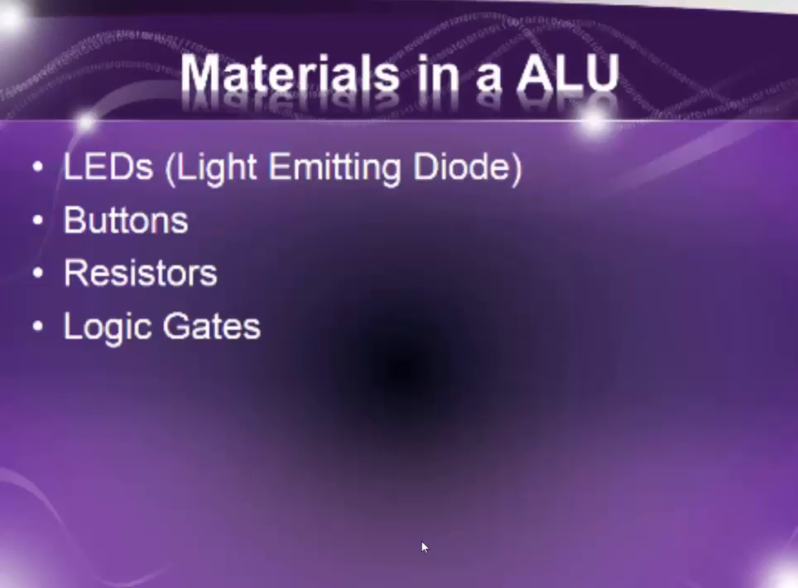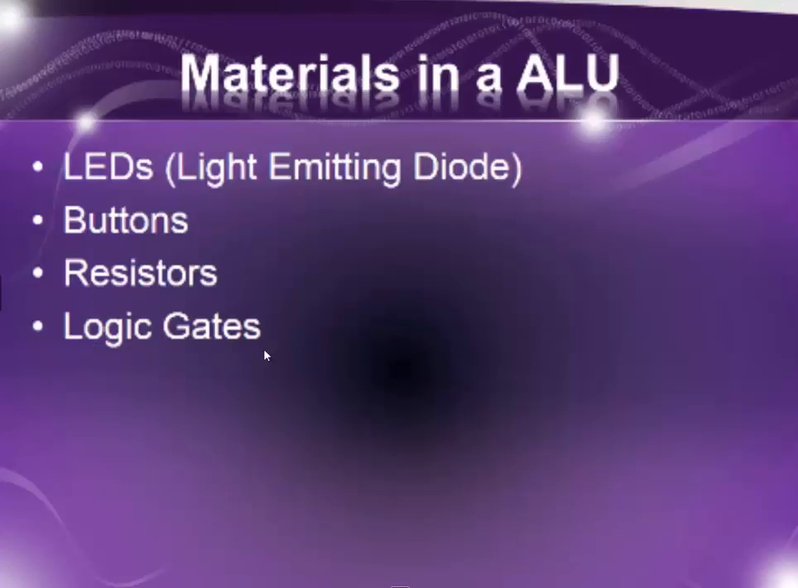We must know the materials that are used in the ALU so we can know how it works. Some of the materials that are used are LEDs, light emitting diodes, which represent the inputs and the output, and the buttons, which are the inputs to represent a 1, which is on, or a 0, which is off. And then there are resistors, whose purpose is to slow down the current of the LEDs and not to let the LEDs burn.